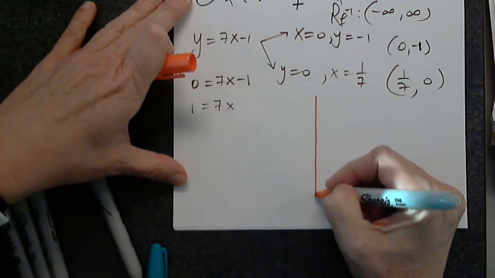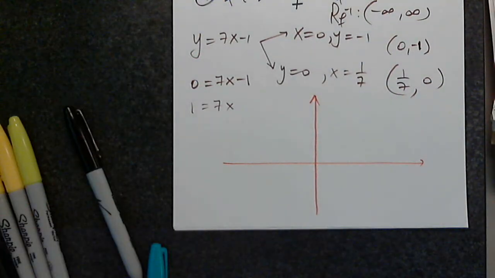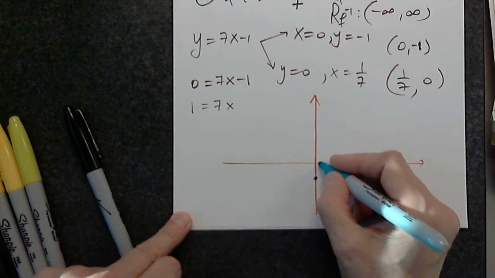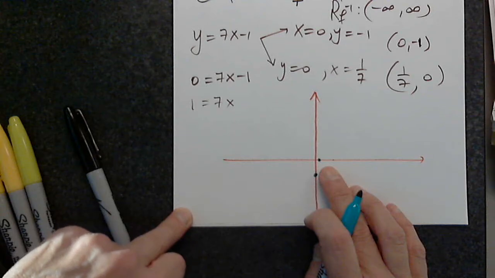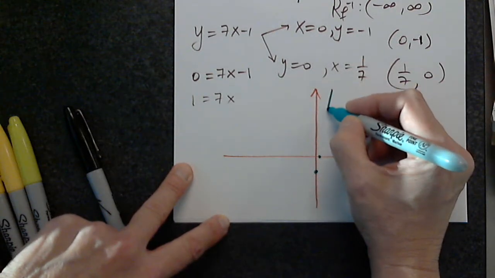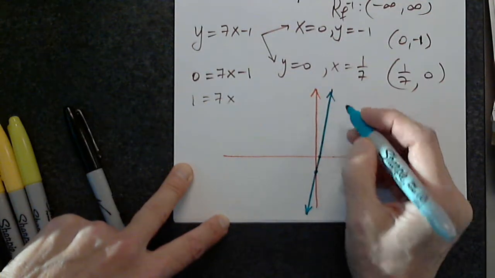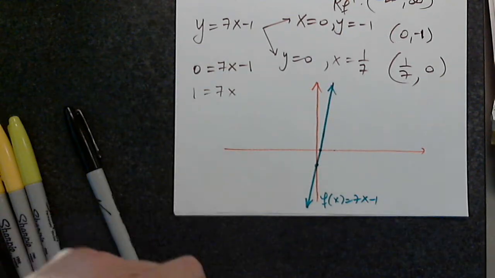Good. I'm going to plot 0, negative 1 right here. And 1/7. Bear with me and say that that's 1/7. Of course, it's not. So this is the graph of f of x, which is 7x minus 1.